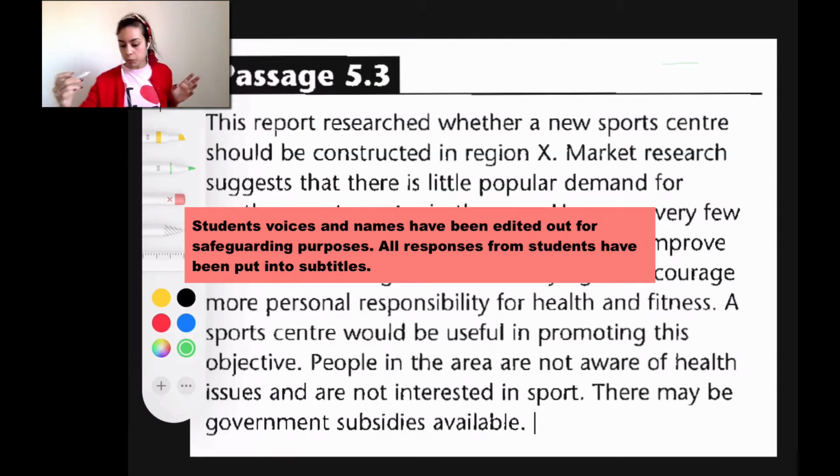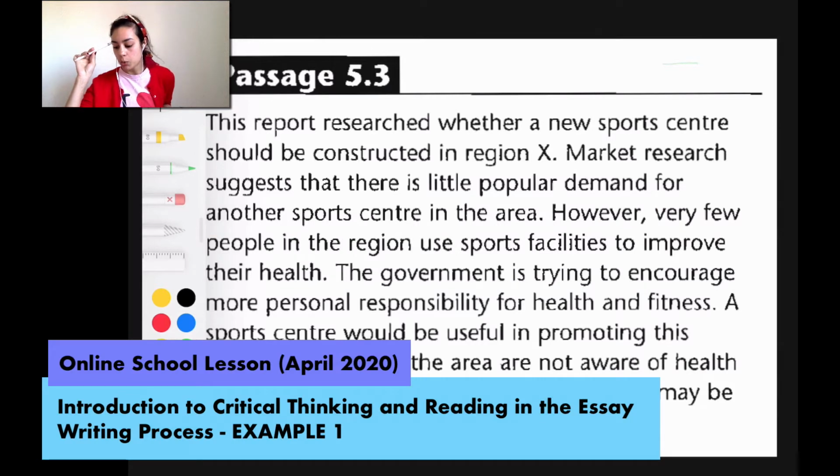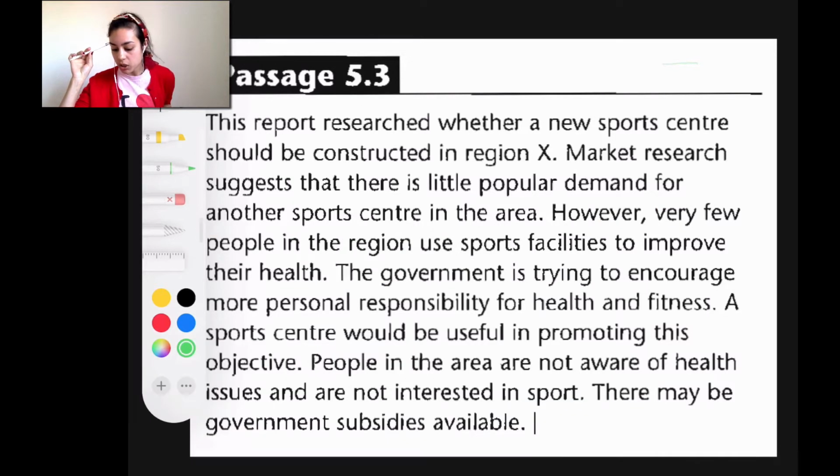Okay, so what we're going to do, let's read this passage. So this report researched whether a new sports centre should be constructed in Region X. Market research suggests that there is little popular demand for another sports centre in the area. However, very few people in the region use sports facilities to improve their health. The government is trying to encourage more personal responsibility for health and fitness. A sports centre would be useful in promoting this objective. People in the area are not aware of health issues and are not interested in sport. There may be government subsidies available.